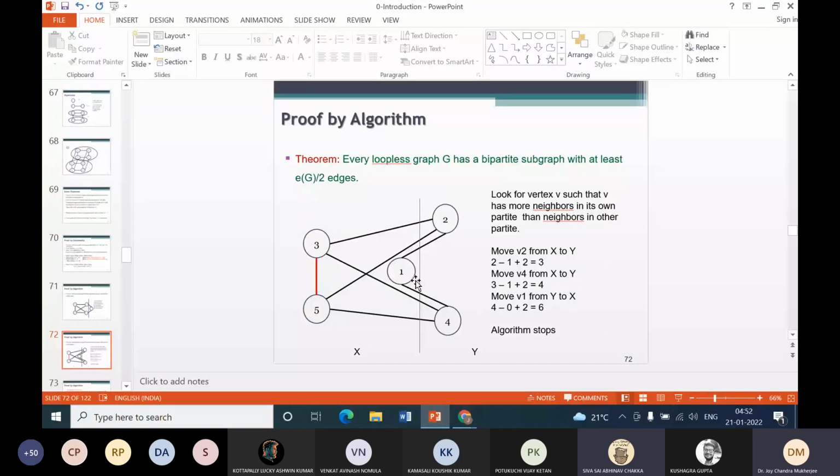So what is the logic behind it? Why will this algorithm stop? Say for example, initially I will again run the algorithm and tell you why the algorithm will stop.